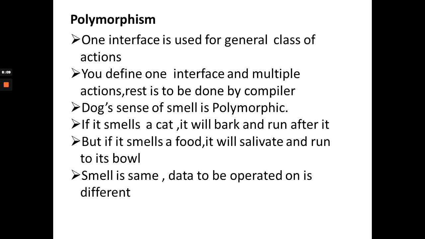For example, dog sense of smell is polymorphic. Polymorphic means what? If it is smelling a cat, it will bark and run after it to catch it. But if it is smelling the food, it will salivate and run to its bowl to eat that. So smell is same. Data to be operated on is different. So smelling a cat, it is running after cat. And smelling a food, it is running after a food to eat that food.